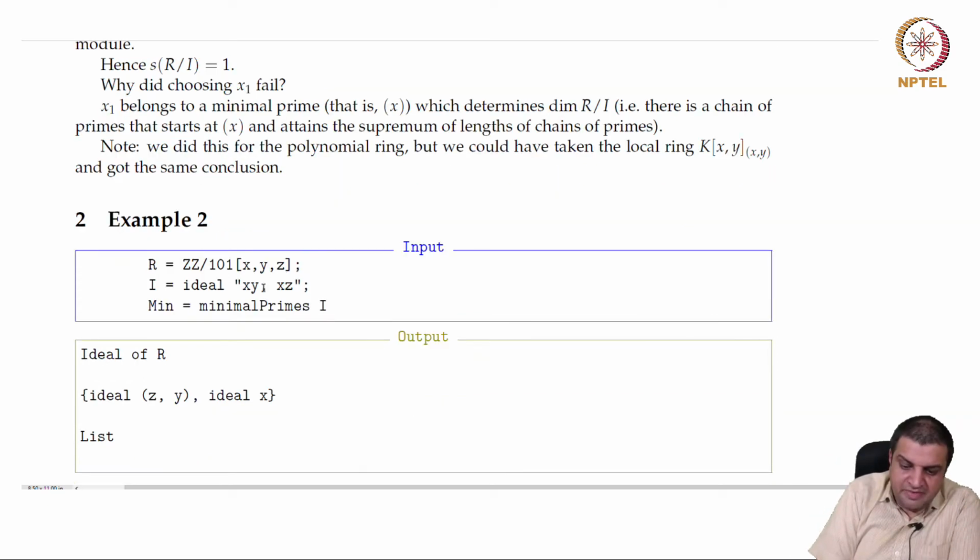Now I adjoin three variables and take the ideal (xy, xz). Its minimal primes are (y, z) and (x), the singleton x. The first generator says x must be in it or y must be in it. The second one says x must be in it or z must be in it. Therefore, if x is not in a prime, then y and z must both be there. So those are the only minimal primes.